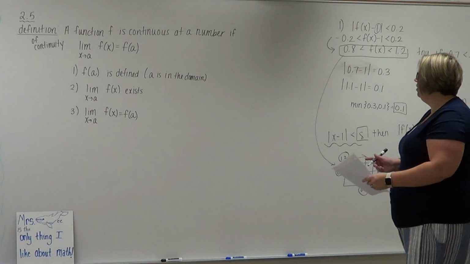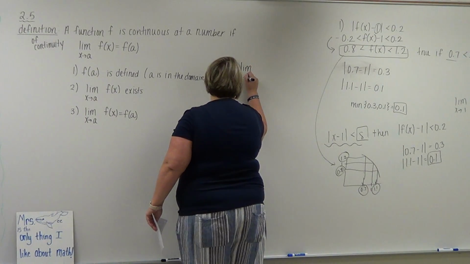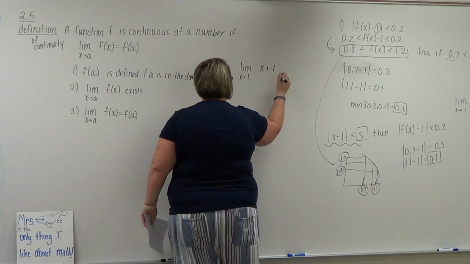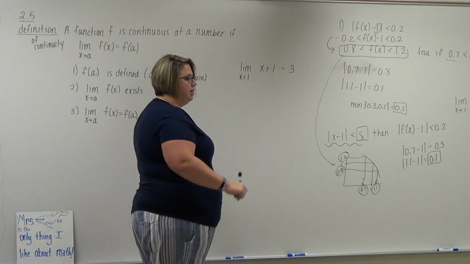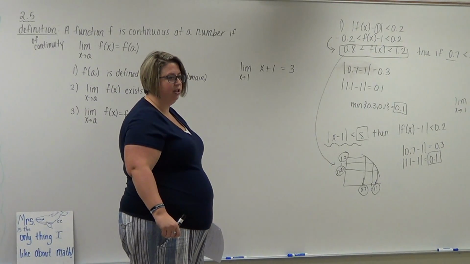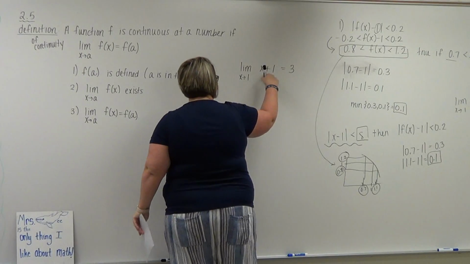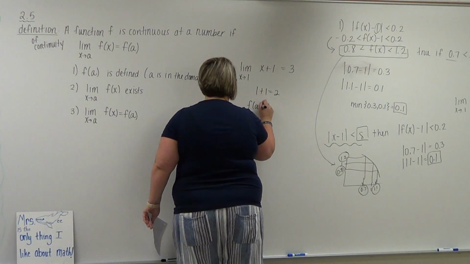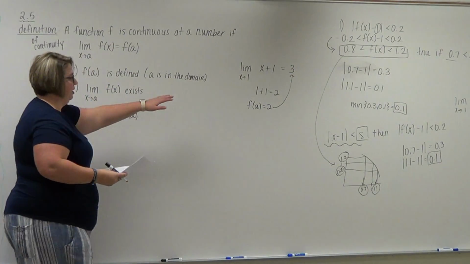So if I said, find the limit as x goes to 1 of x plus 1, and I said that was 3, that's not true. That's not a continuous function. Because even though it told me the limit was 3, if I put in 1, 1 plus 1 only gives me 2. So f of a is 2, that doesn't match up. So that would not be a continuous function.